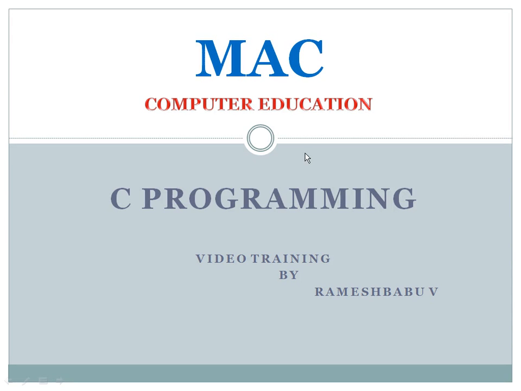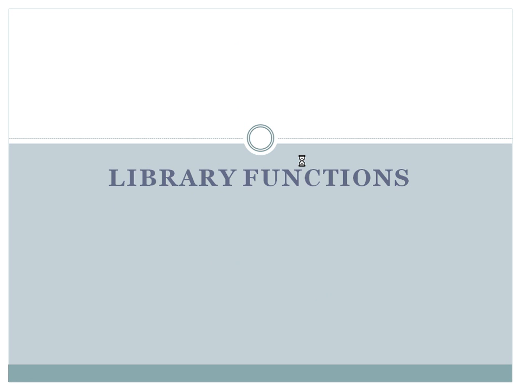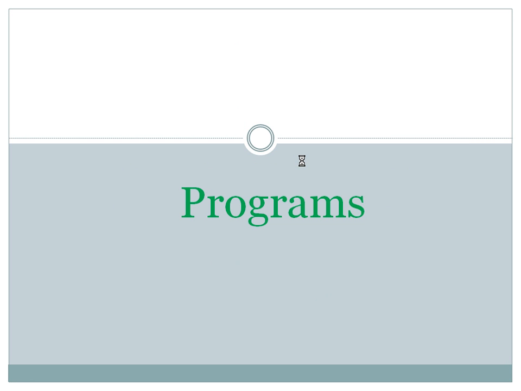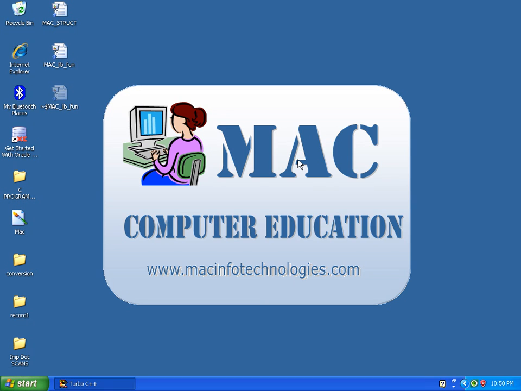Hello friends, in this video we will see some library functions. These are the functions which are already available for you when you install a C compiler. It can be either a Turbo C compiler, a Visual C++ compiler, a Turbo C++ compiler, a Borland C++ compiler, a Dev C++ compiler, or GCC. There are many compilers available on the internet or in the market. So we will see some library functions in this video, and we will just see programs.